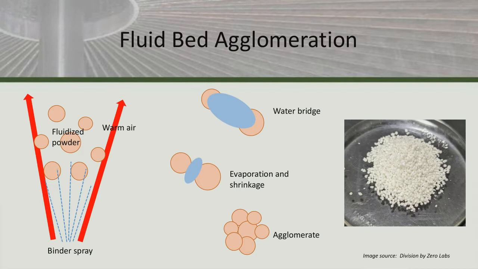What this does is it creates water bridges between particles, which because of the hot air, evaporate and shrink. This pulls the particles together and they become fused. There's a small amount of dissolution and then re-evaporation that happens that kind of welds the particles together, and you get an agglomerate. It's not any denser than a spray dried particle because it still consists of hollow voids, but it has an irregular shape.